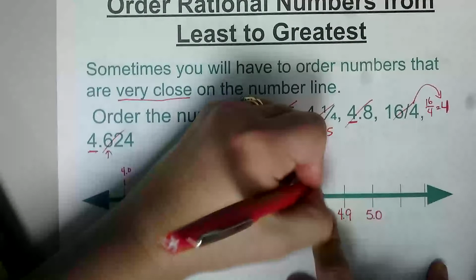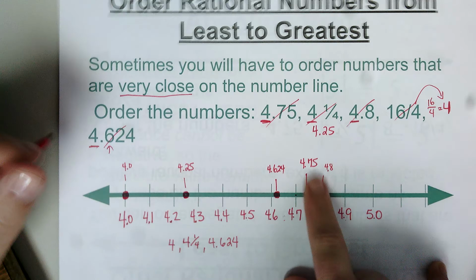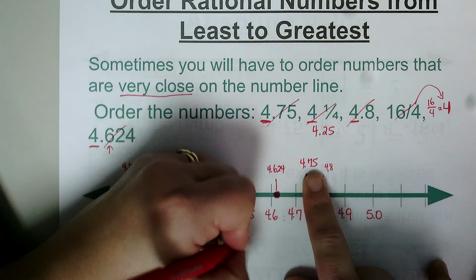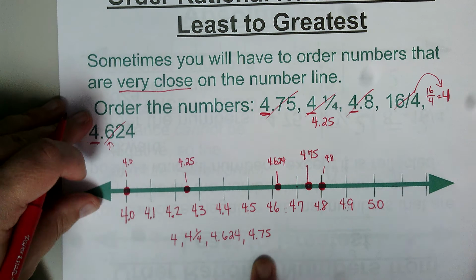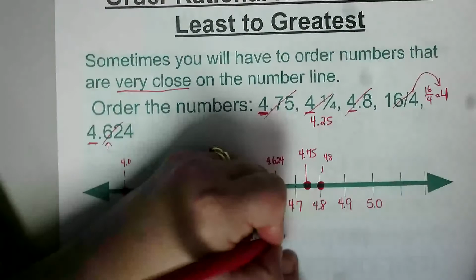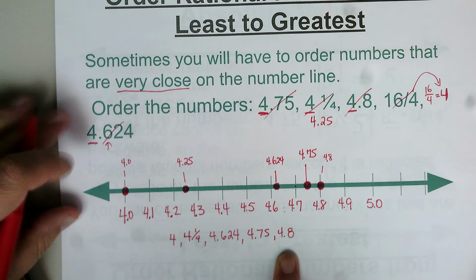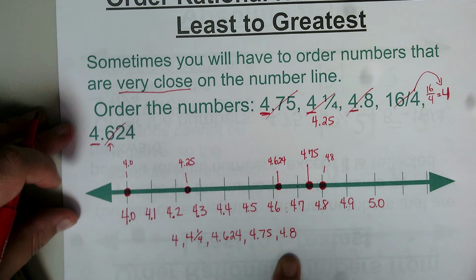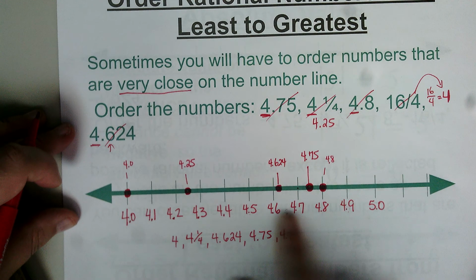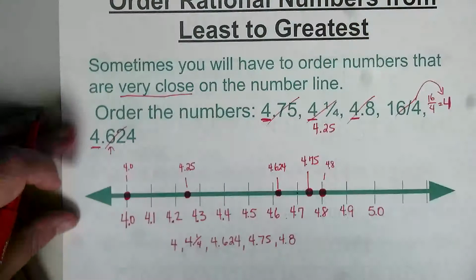I didn't label 4.8. 4 and 75 hundredths is next. And then 4 8/10 is the last one. So this is how you use a number line to order rational numbers that are very close together.